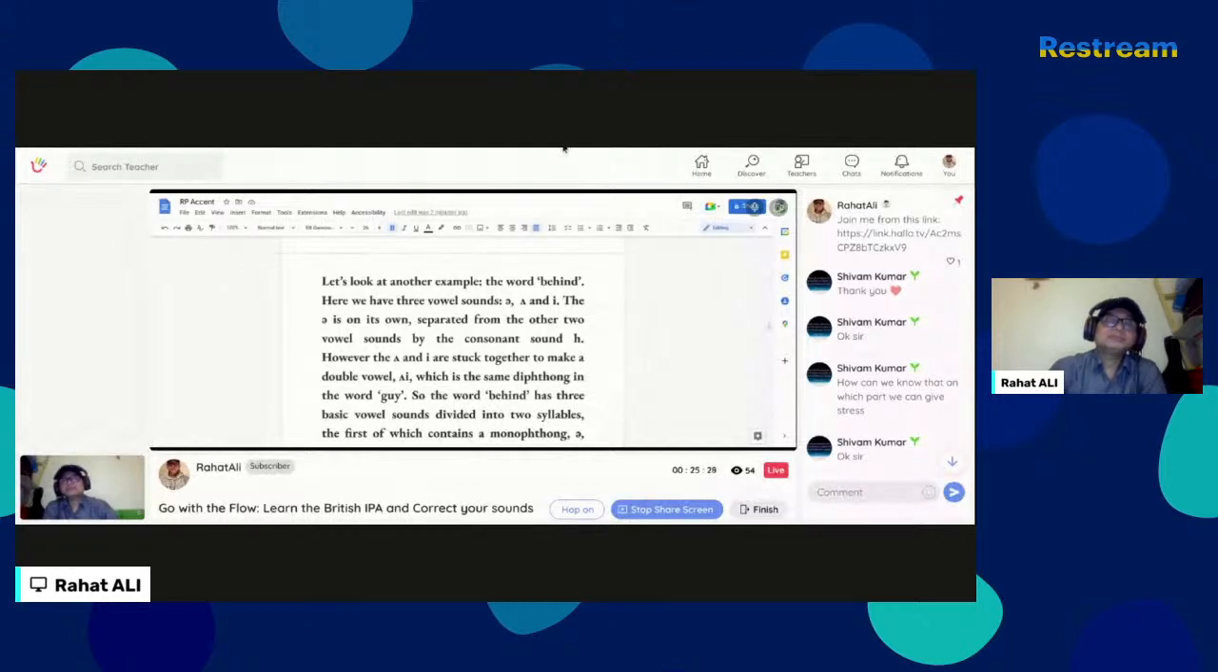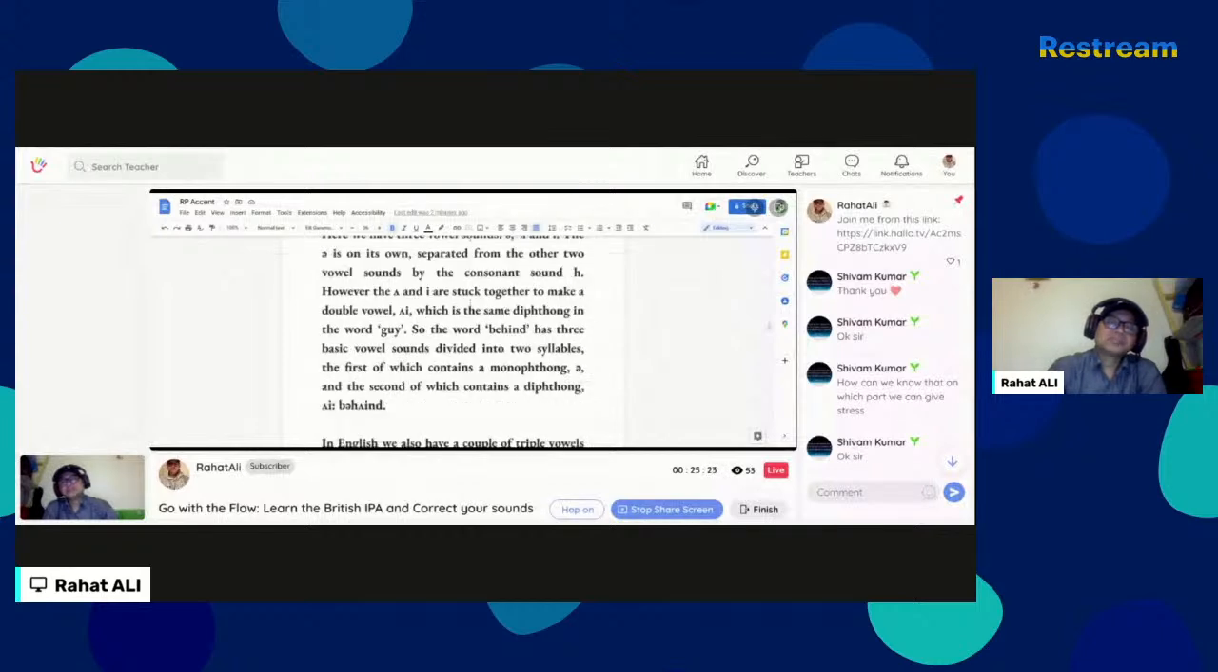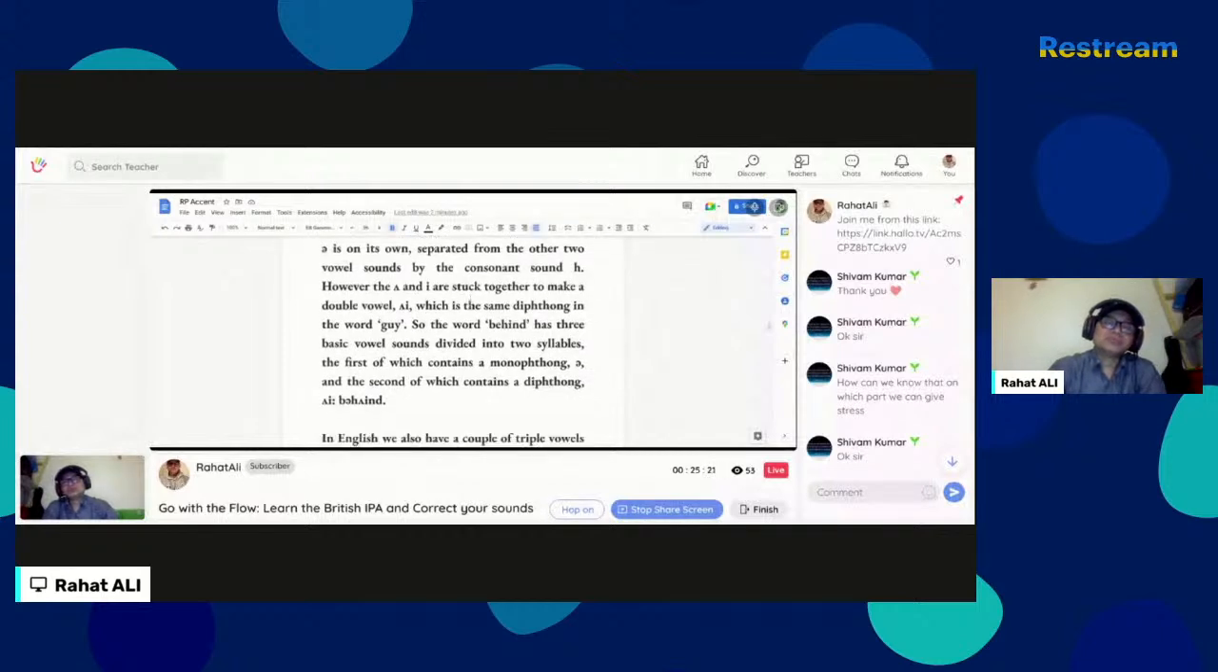syllables. The first of which contains a monophthong, E, which is a short sound, the second of which contains the diphthong I, which is behind.